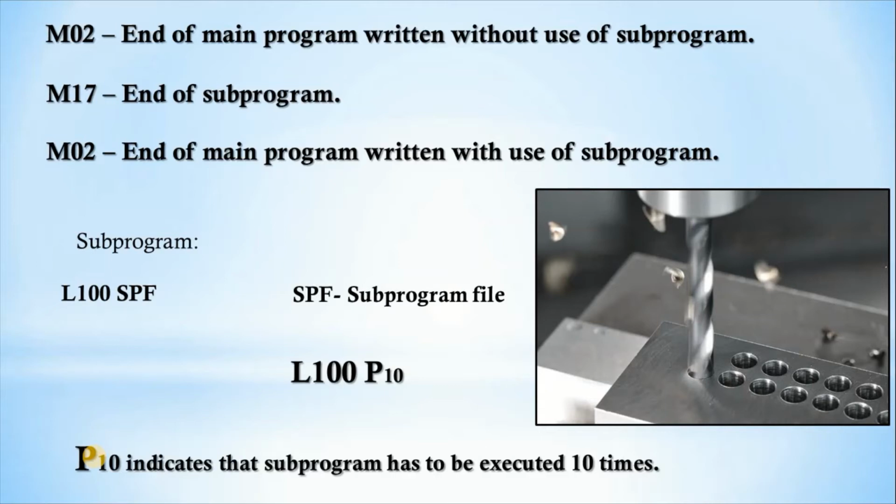Then we have to give the number P, how many times we have to execute that subprogram, P followed by a number. It can be different, based on the component drawing. Here we have used 10, which means the subprogram has to be executed 10 times.